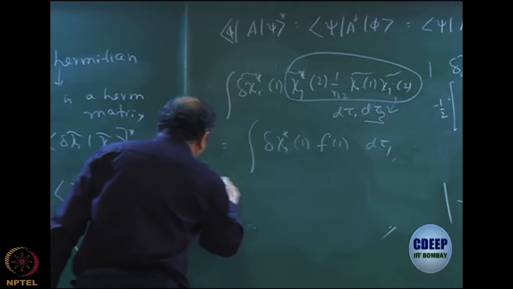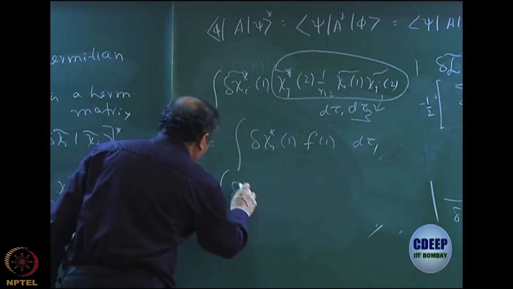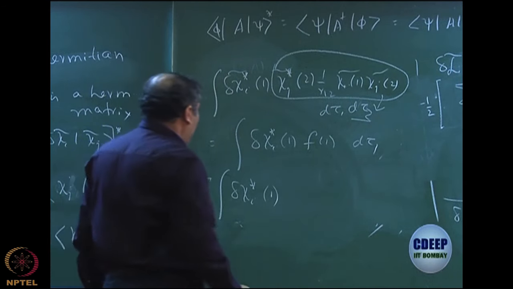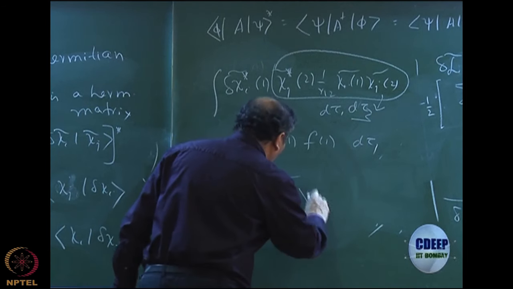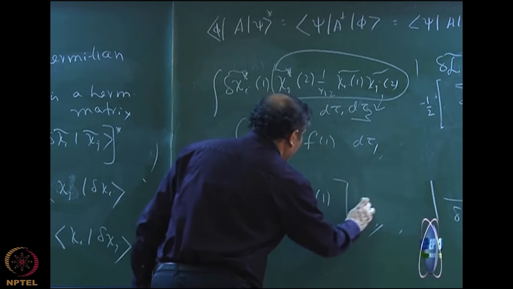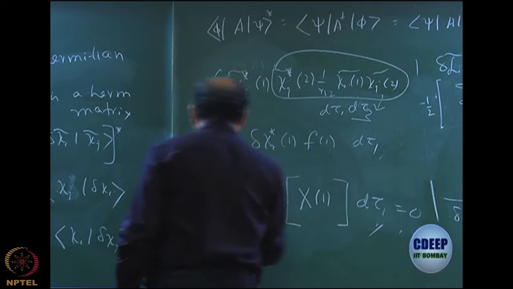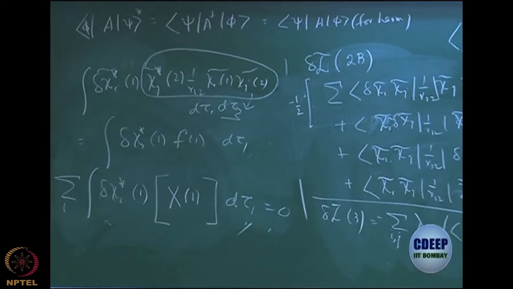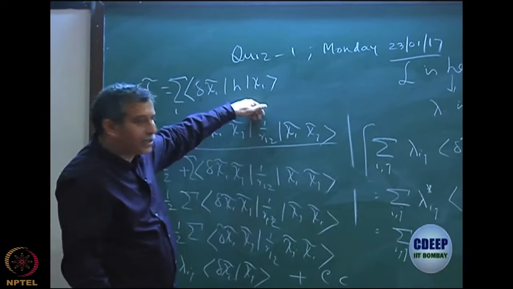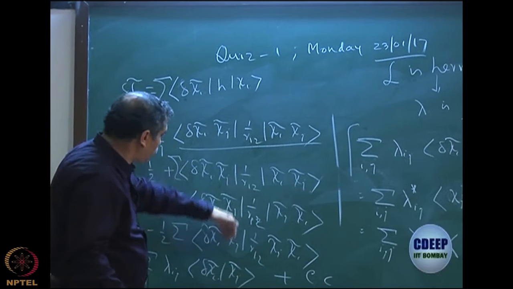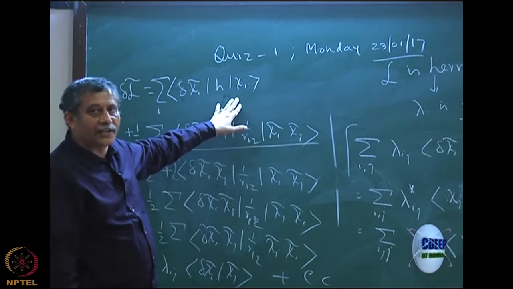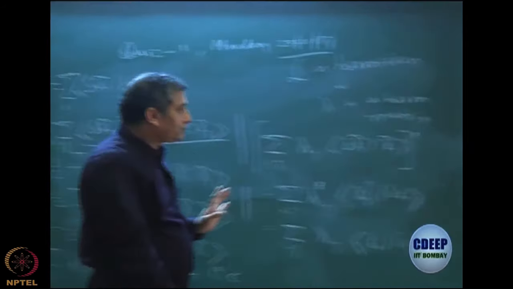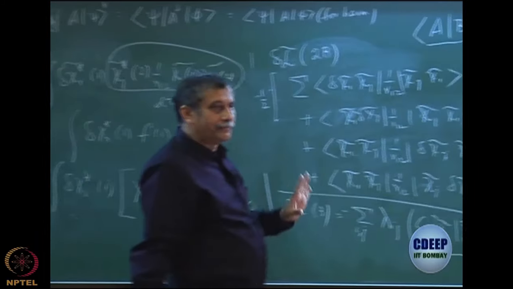So let me write it down. Sum over i delta chi i star 1, and then I have some term which I just call now x of 1, d tau 1 equal to 0. That's what I am going to get. Finally, I am going to get this form. That x of 1 contains everything. This one integrated over 2, here, here. Here, of course, there is no integration over 2. It is simply h of 1 chi i. Here, it is a very simple thing. So this is what I am going to get.